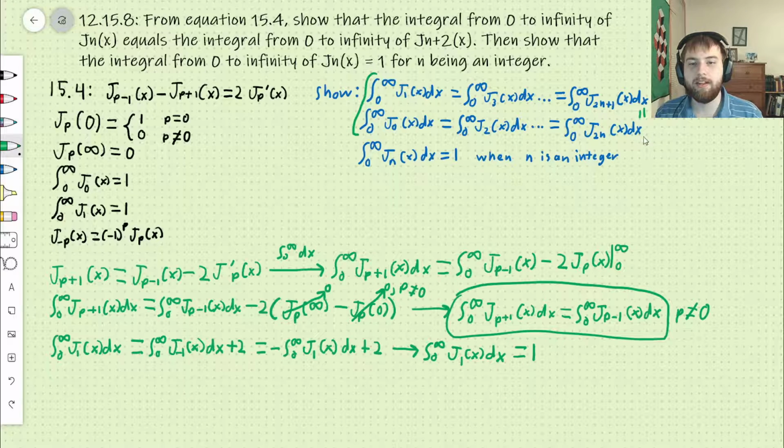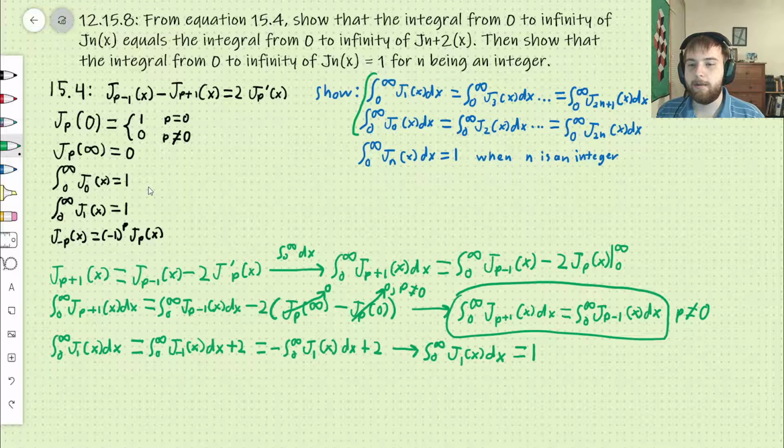That's a really bad way of saying it. But so we know that for all odd integers the integral from 0 to infinity of that order Bessel function is equal to 1. And then all we have to do is use this math fact to say that all the even ones are equal to 1 also. I couldn't find an easy way to derive this, so you're just going to have to live with the fact that it's something that's already proven.